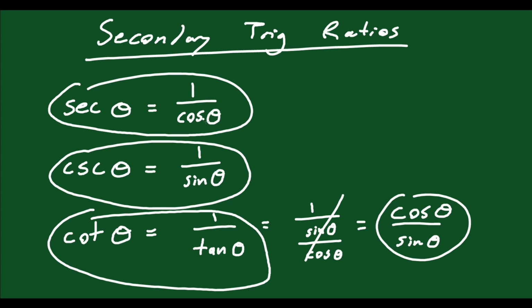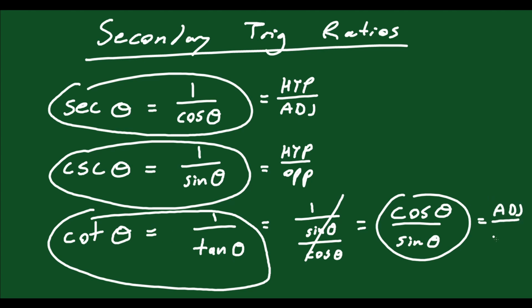Because we know cos of theta is adjacent over hypotenuse. So therefore, secant theta is hypotenuse over adjacent, right? Same with cosecant. Sine is opposite over hypotenuse, so cosecant is hypotenuse over opposite. So you can remember that. Same with cotangent, right? Tan is usually opposite over adjacent, so cotangent is adjacent over opposite. So you also have these definitions that you can use if you wish.